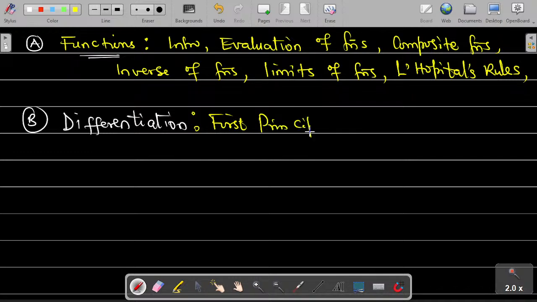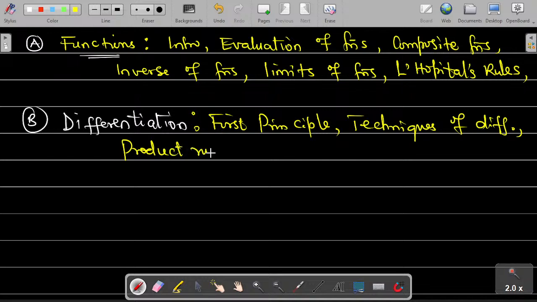All of these topics I'm going to bring maybe on this channel. Then after first principle you will see techniques of differentiation. Under the techniques of differentiation you are going to see the different techniques, which will include the different rules. There are about three basic rules. So we have the product rule, we have the quotient rule, and then we have what we call the chain rule, which some people also call function of function rule.